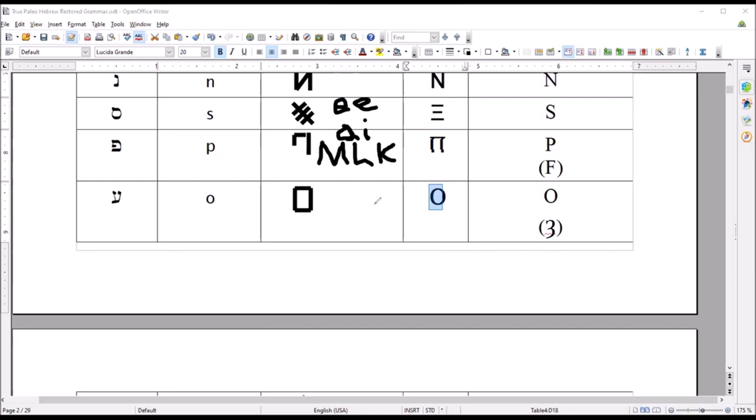So here's an example. The word Edom is spelled with an Aleph followed by a Dalet. And whoops, that's a long, big Dalet. I need to make that smaller.